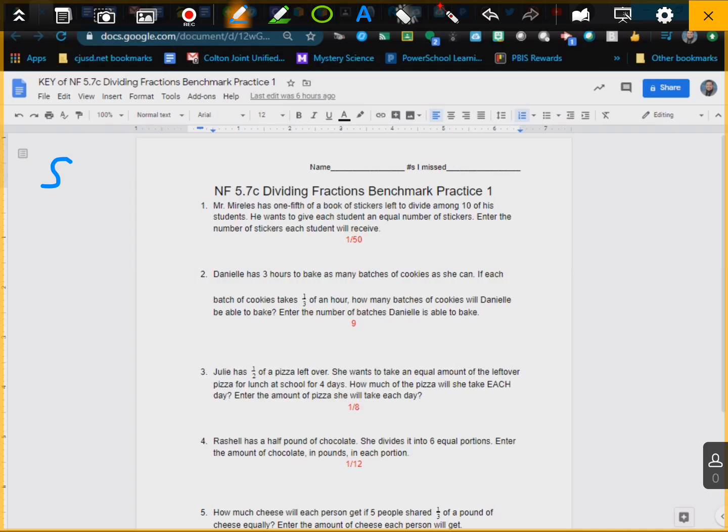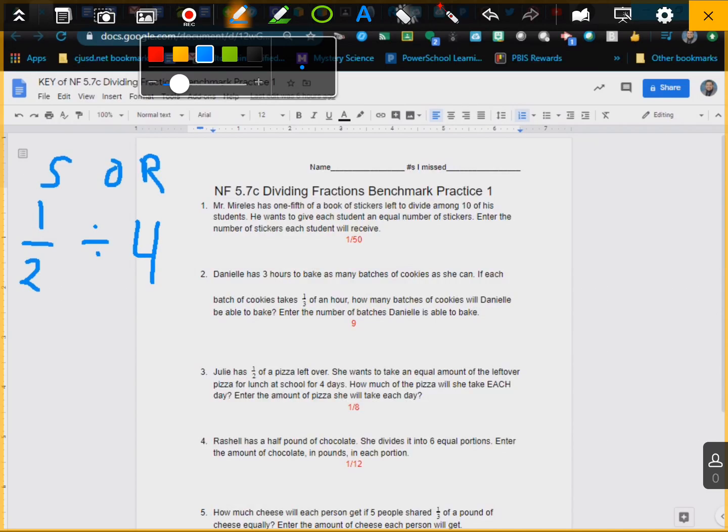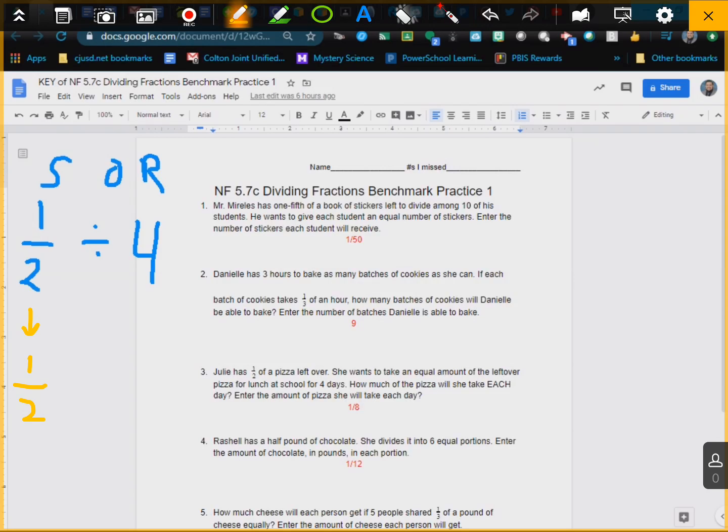Julie has half a pizza left over. She wants to take an equal amount of the leftover pizza to school for lunch for 4 days. So the pizza is being divided into 4 days. And let's remember, same, opposite, reciprocal. 1/2, the half a pizza, stays the same. Opposite of division is multiplication. And the reciprocal of 4 is 1/4. 1 times 1 is 1. 2 times 4 is 8. She will take 1/8 of the pizza every day for the next 4 days. And that will be divided evenly.